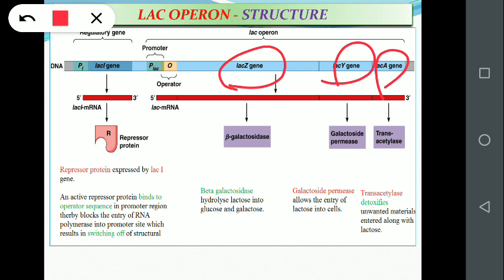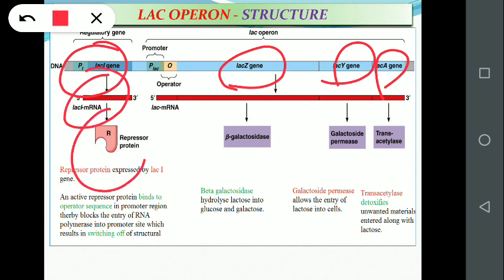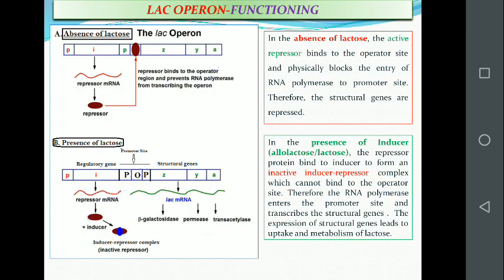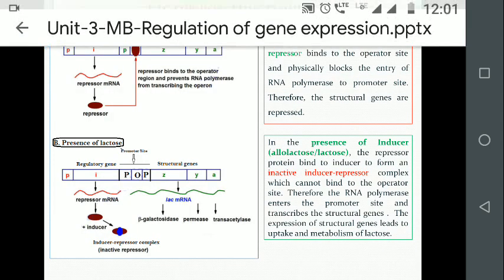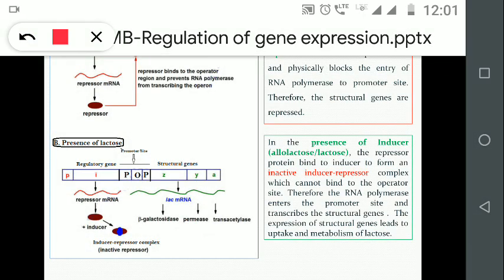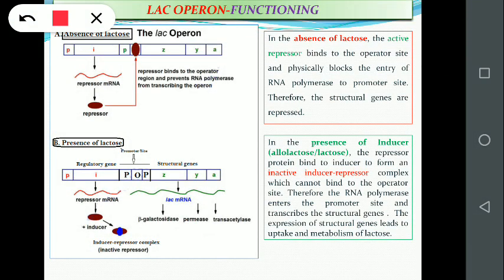In the regulatory sequence, one gene is also there, that is the LAC-I gene, that codes a protein called repressor protein, and we have the promoter region and operator region. So the operator is the place where the switch is located. Operator itself is the switch there. So repressor, in the absence of lactose, what happens in the absence of lactose?